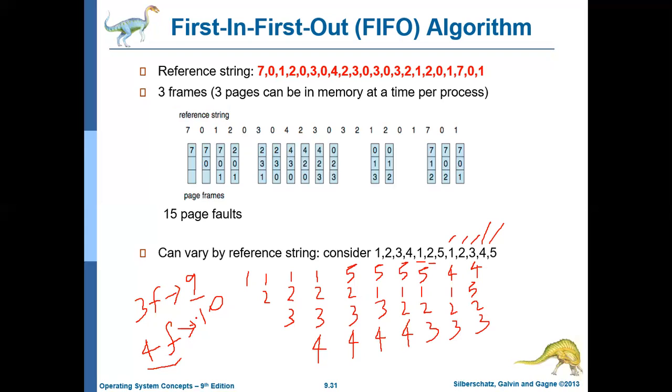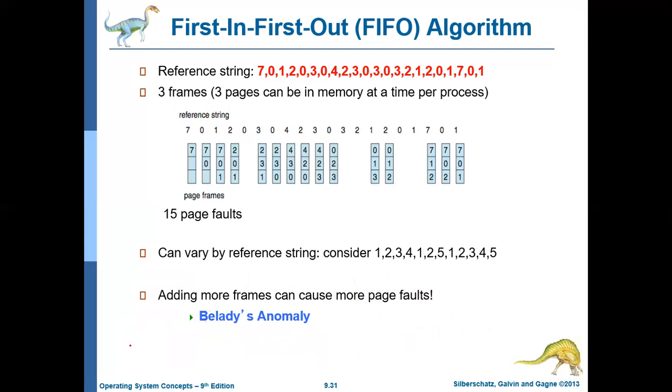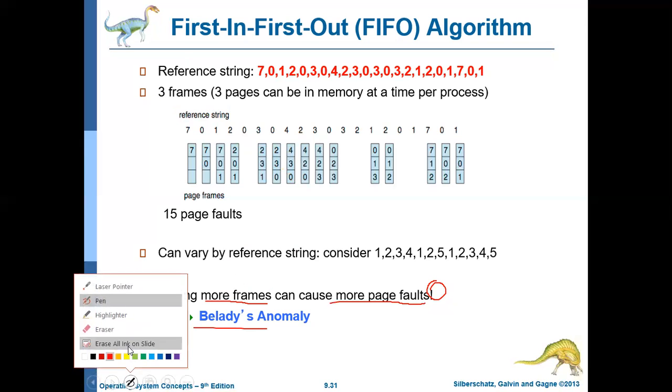This is an anomaly, which is normally not expected to happen. This anomaly is called Belady's anomaly. That is, sometimes adding more frames can cause more page faults. You can see an exclamation mark here because that is not the natural thing that happens. Naturally, as the free frames increase, the page faults decrease. If the page faults increase as the free frames increase, that is called Belady's anomaly, and that may sometimes happen with the FIFO algorithm. That's what I'm trying to explain here.